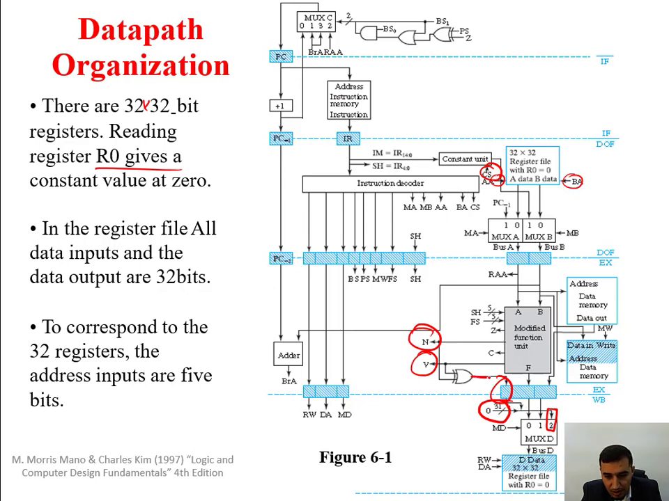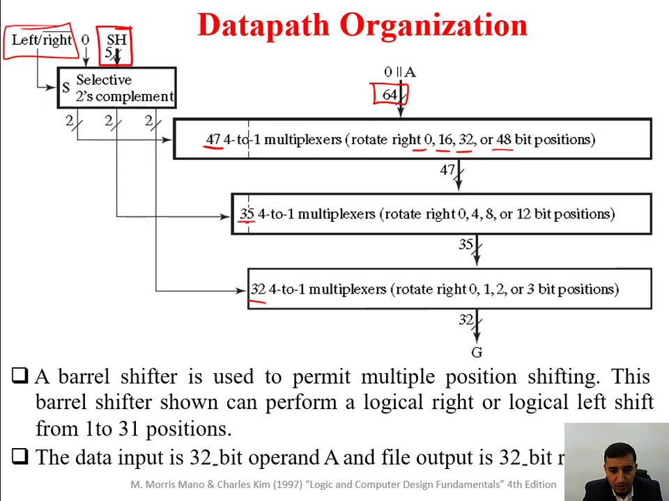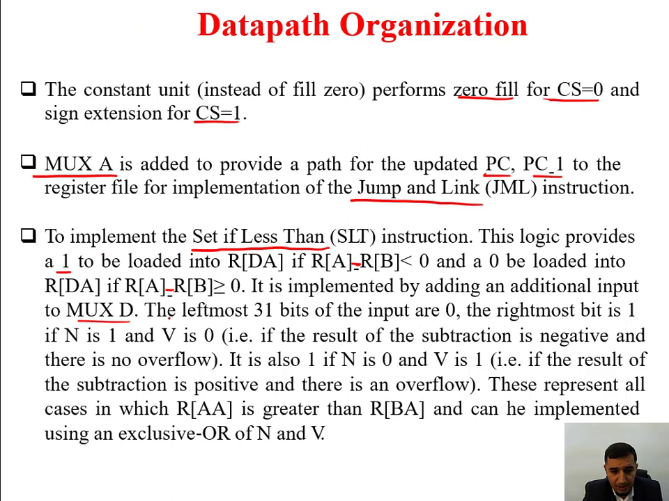Okay, so this value will come here. If RA minus RB is less than 0, that is RA is less than RB, then we are going to have 1 with 31 zeros beside it. Otherwise, we are going to have 0 with 31 zeros beside it.